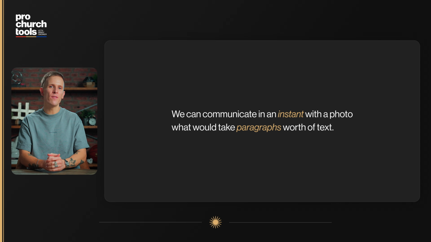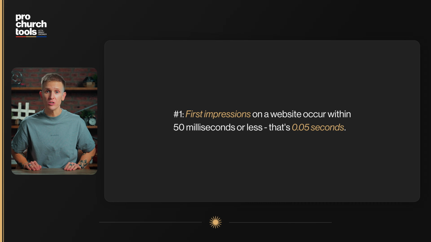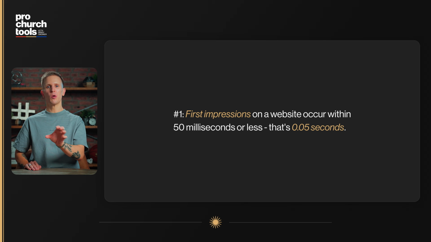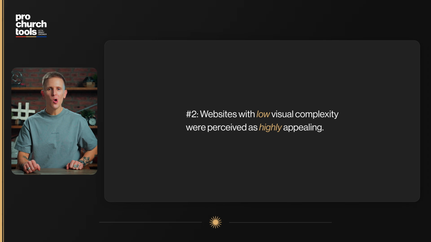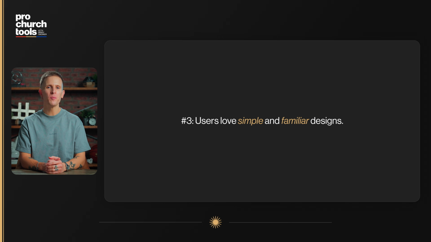We've got mountains of evidence to support this. First, in conjunction with the University of Basel in Switzerland, Google published a research paper about the role of visual complexity on websites and how it influences a person's first impression. And here are a number of the core findings from the research. Number one, first impressions on a website occur within 50 milliseconds or less. That's 0.05 seconds. Second, websites with low visual complexity were perceived as highly appealing. And third, users love simple and familiar designs.